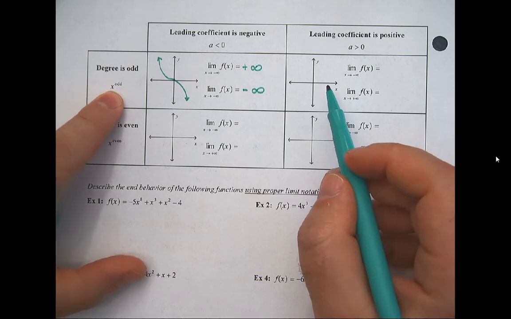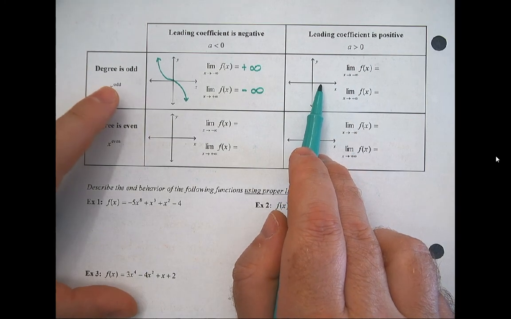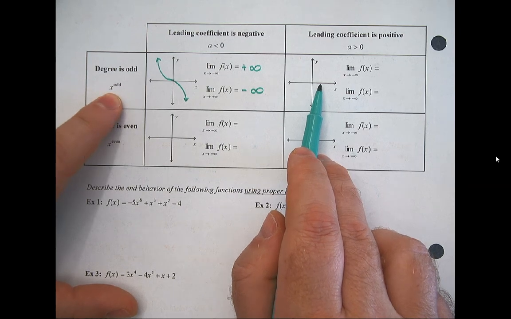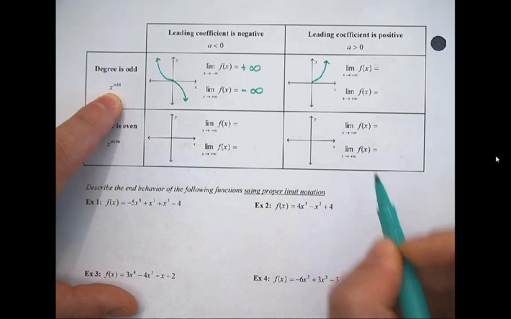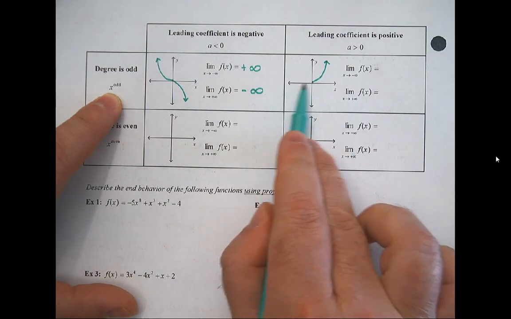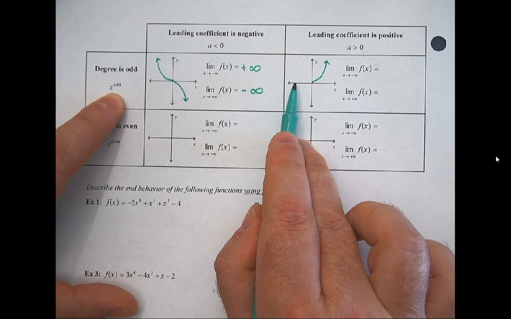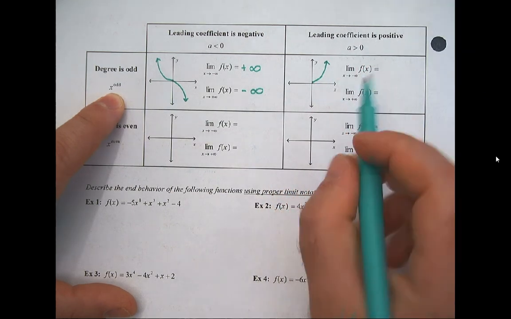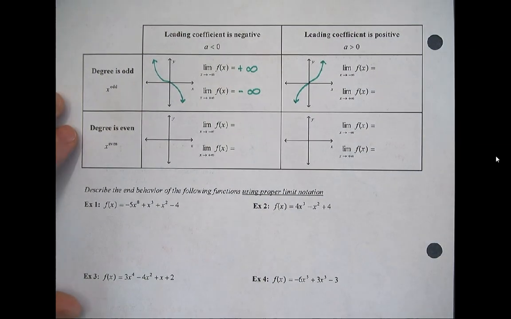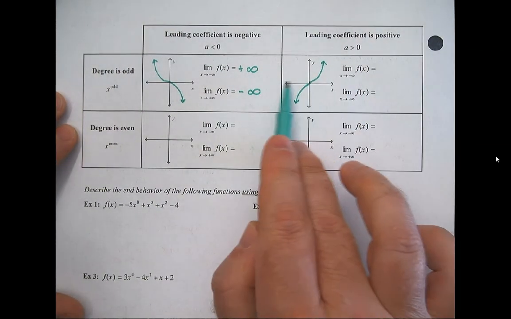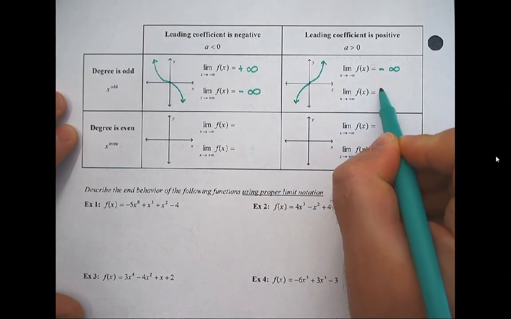Okay, so my exponent is odd, but my coefficient is positive. So positives an odd number of times are positive, times another positive is still positive. These are negative x's. A negative an odd number of times is going to be negative, times a positive. A negative times a positive is still negative. So your graph should look something like this. As I go negative, my graph goes negative. As I go positive, my graph goes positive.